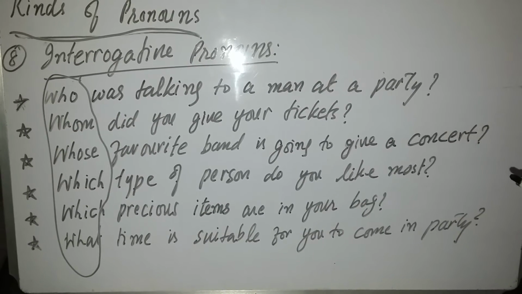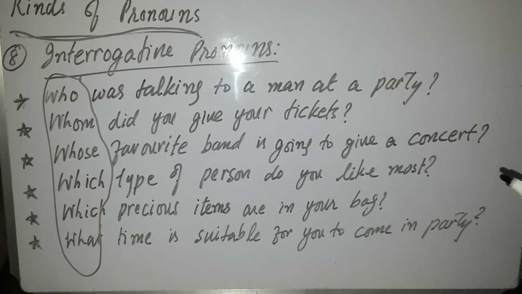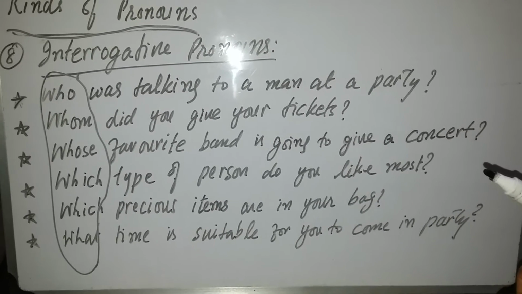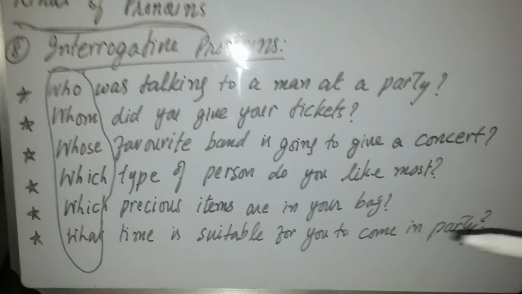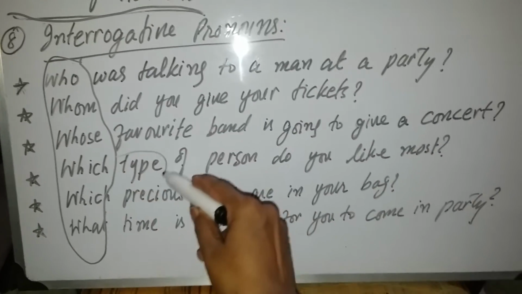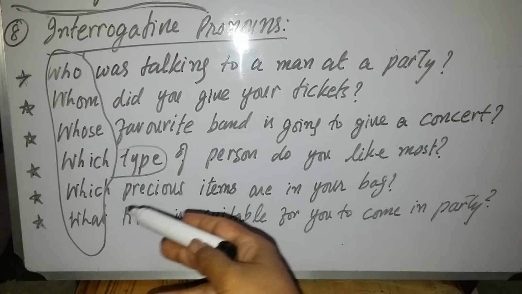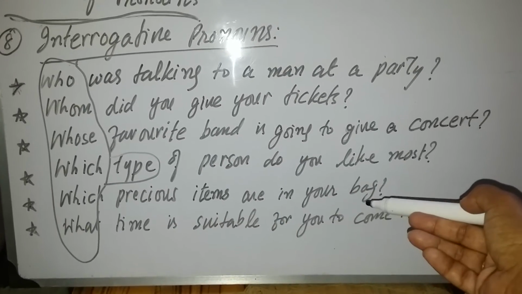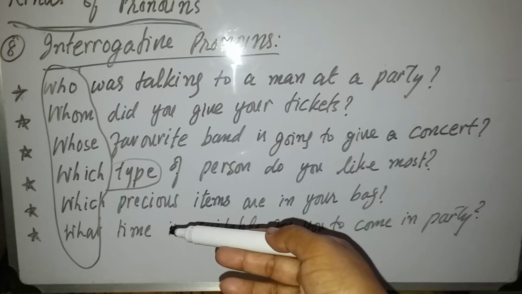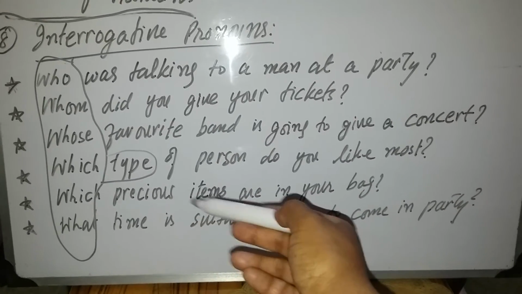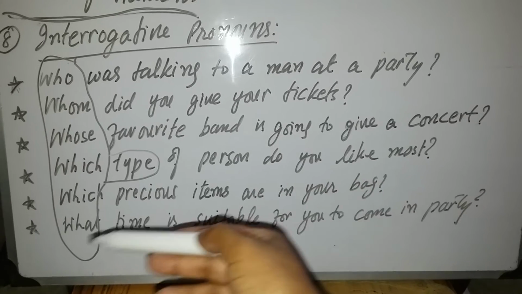Cheyenne's favorite band is going to give a concert. Instead of whose, I use the noun Cheyenne. Which type of person do you like most? Loving person. I like loving person. Which precious item is in your bag? There are diamonds in my bag. Instead of which precious item, I have used the word diamonds.